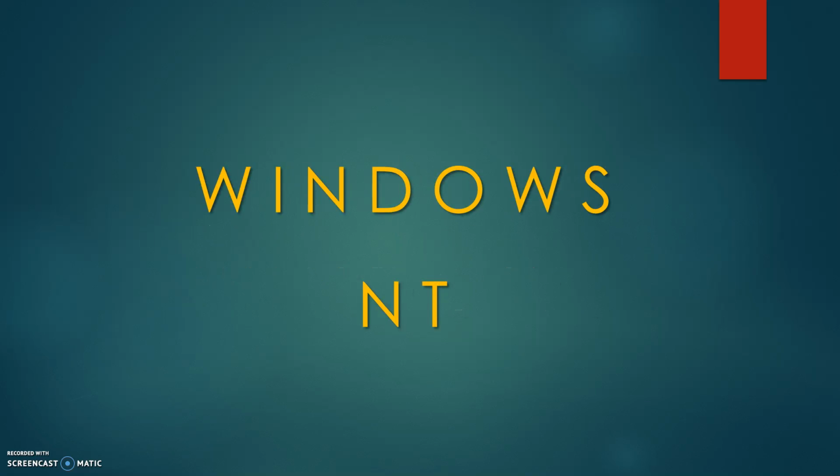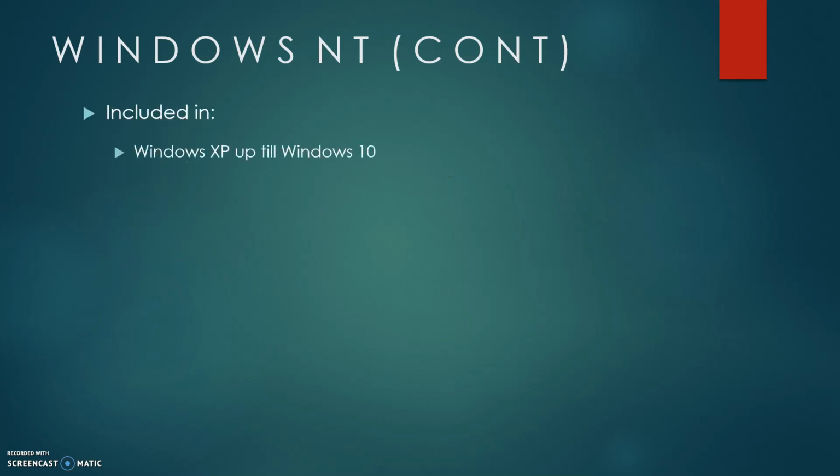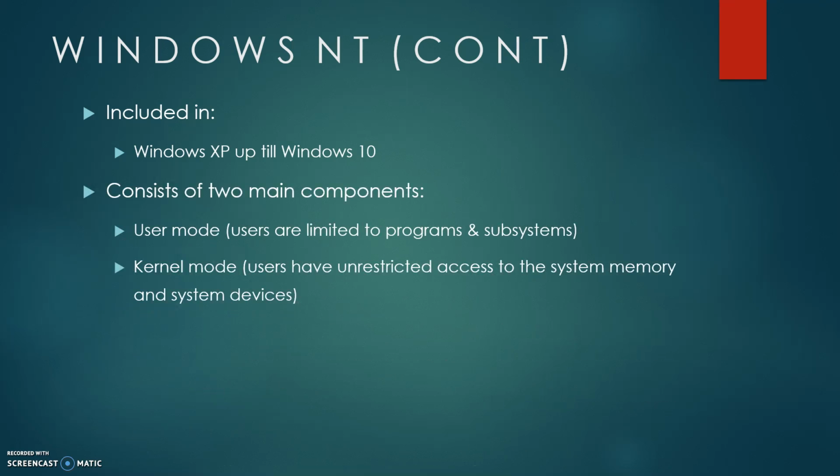So for Windows, the kernel is named Windows NT. This kernel is included in Windows XP up to Windows 10. It consists of two main components. The first one is user mode, and the second one is kernel mode. The difference is in user mode, users are limited to programs and the subsystems, while in kernel mode, users have unrestricted access to the system memory and system devices.